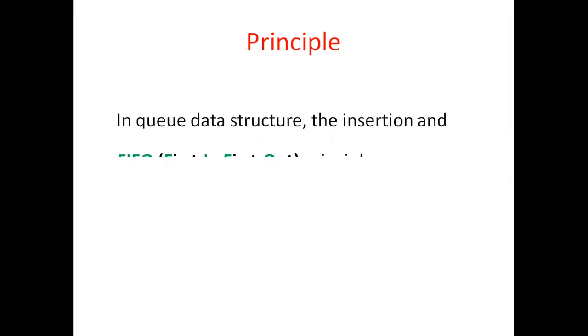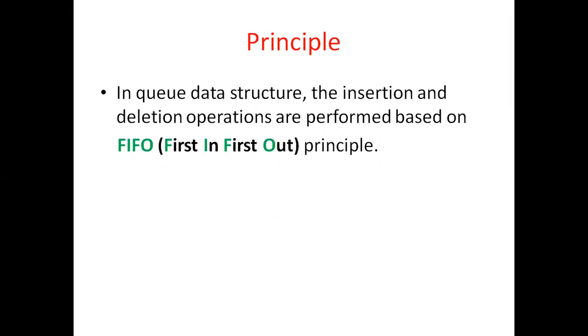What is the principle we are using for queue? A queue works on the principle FIFO. FIFO means first in, first out. It means the first inserted element comes out first. That is the principle we are using. That is FIFO.